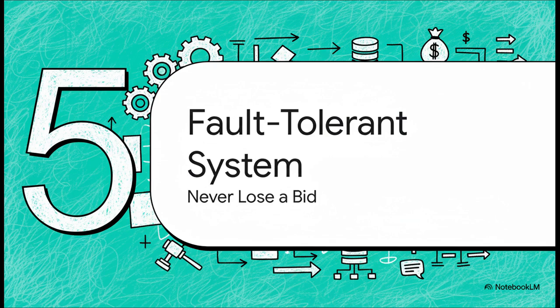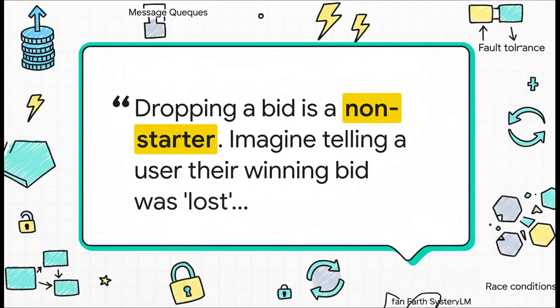We need to build a system that's not just consistent, but completely fault-tolerant. We can never lose a bid, not even if our servers literally catch on fire. This quote from the source material just says it all. The durability of bids is absolutely non-negotiable. It's a core promise of the entire platform. So how do we actually guarantee it?